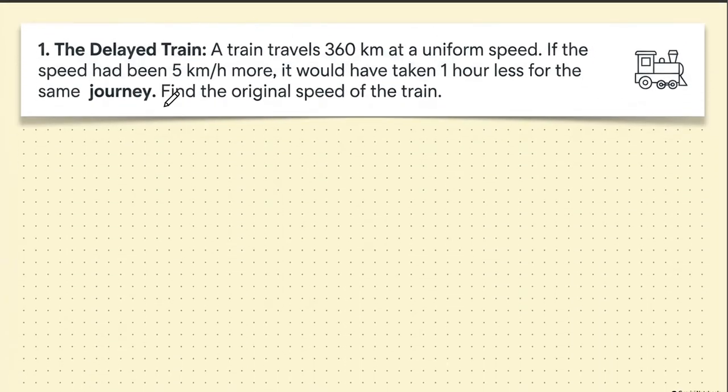So you have to see in the last line what we have to find out: find the original speed of the train. Okay, so whatever we have to find out, consider as x. So let us consider, let the original speed of the train be x kilometer per hour. Okay, now I'll tell you how to make the table.